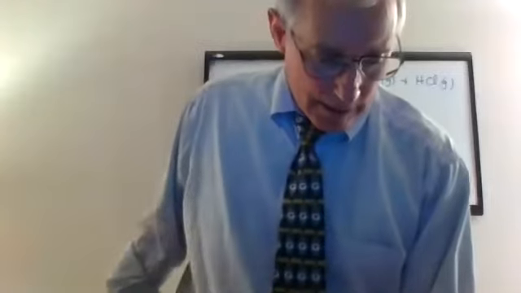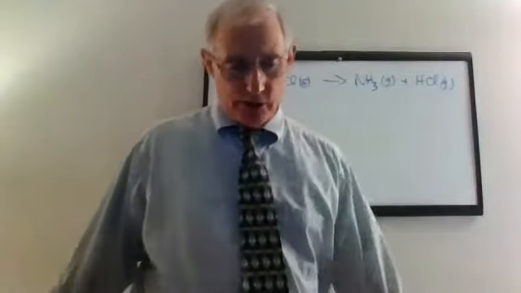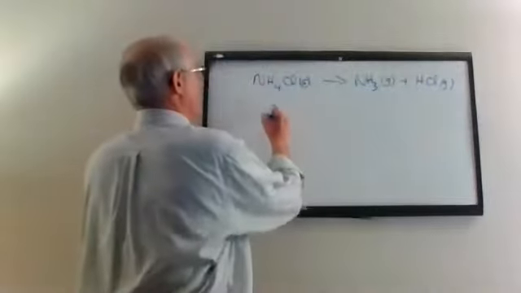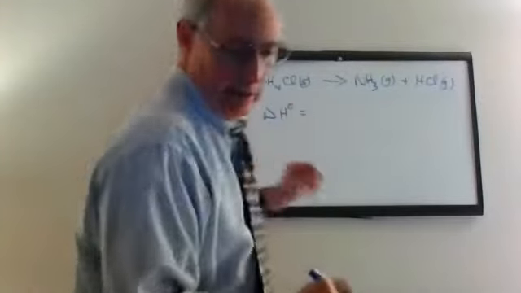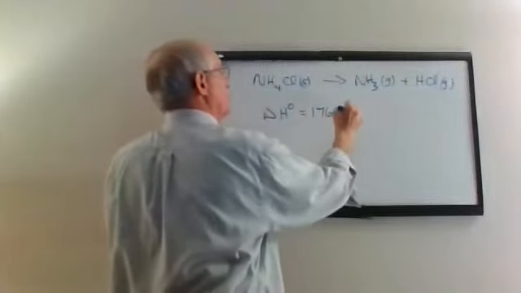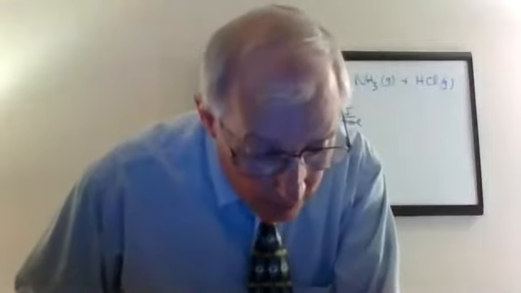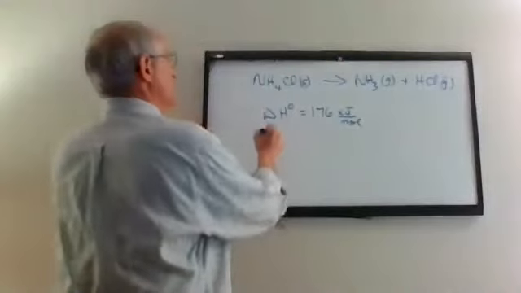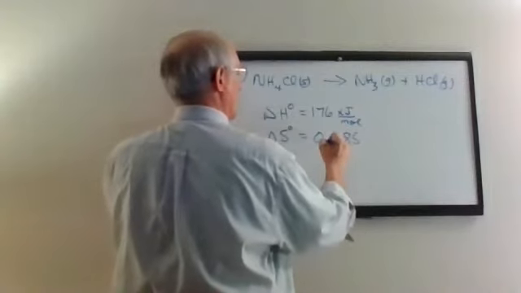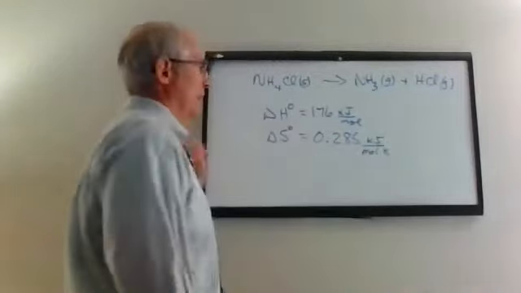Now subtract 273 from that, and what do you get? About 25 degrees Celsius, which is called standard condition, one atmosphere. And that's why delta H has a little zero up there, because this is done at standard condition. And they say on sample problem D, it's 176 kilojoules per mole. And what do they say about the randomness? Delta S is 0.285 kilojoules per mole Kelvin.